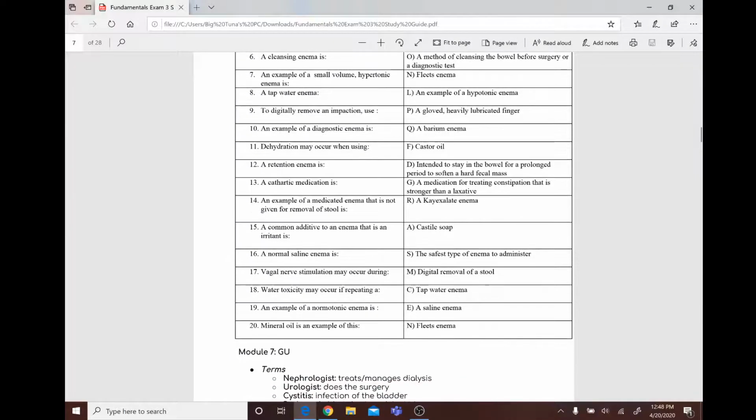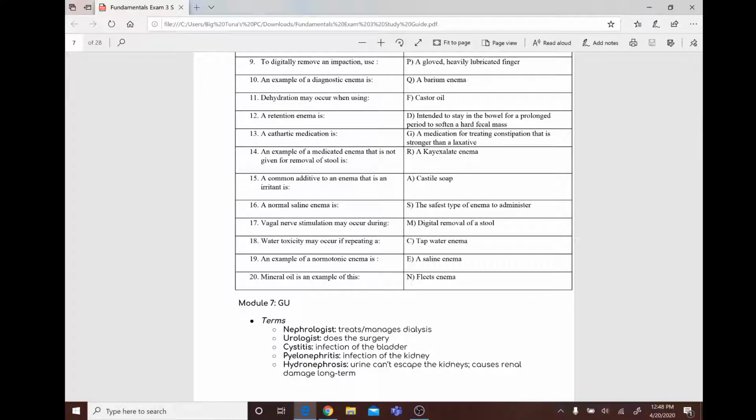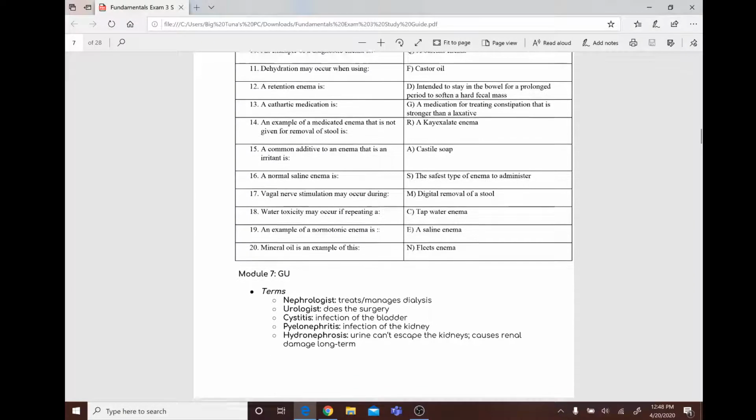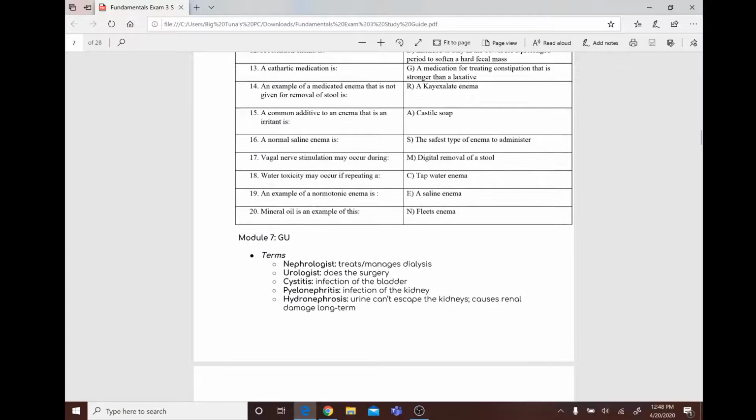An example of a medicated enema that is not given for the removal of stool is what? Kayexalate enema. A common additive to an enema that is an irritant is what? Castile soap. A normal saline enema is the safest type of enema to administer. Vagal stimulation may occur during digital removal of stool. Water toxicity may occur if repeating a tap water enema. An example of an isotonic enema is saline enema. Mineral oil example, what type of enema?